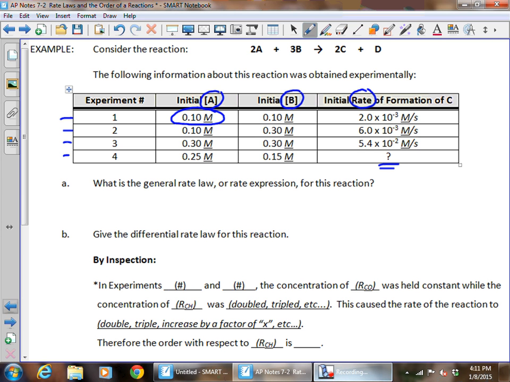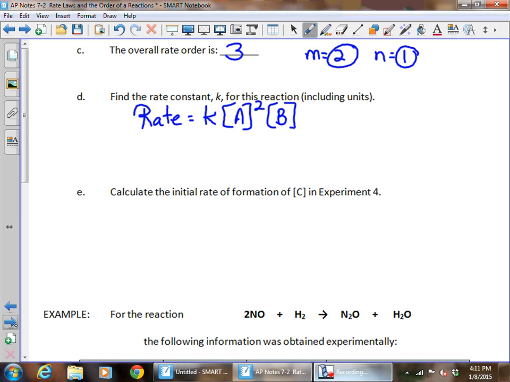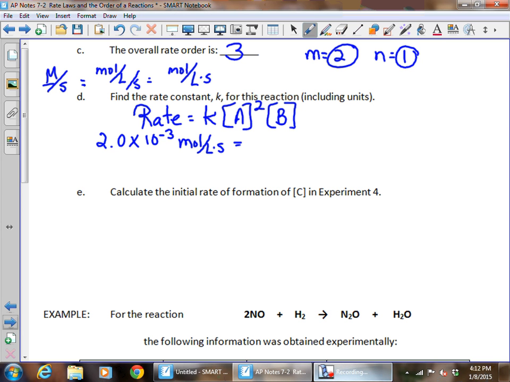We're going to use 0.1 molar for the initial concentration of A, 0.1 molar for B, and we're going to use this value for the rate. Let's go on to the next page and plug those values in. We just said that the rate was 2.0 times 10 to the negative third, in molarities per second, which is the same thing as moles per liter per second. I'm going to write it as moles per liter per second. It's going to make doing these units a whole lot easier, and units are very important in this area of chemistry.